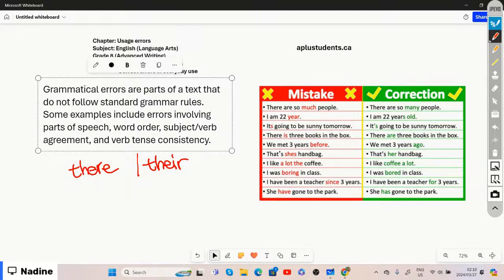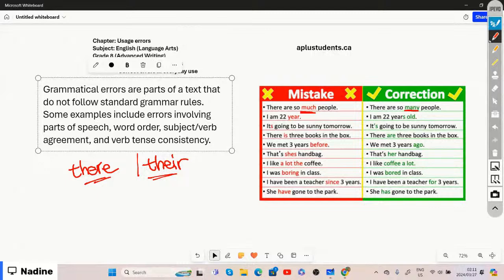right? So the mistake that one makes is where you say, for example, there are so much people. So there we have the word much, right? There are so much people. And the correct way that we need to actually write that sentence is saying there are so many people. So we don't say there's so much people. We need to say there are so many people. You see, so that is also the example that I made of there and they, right? Being able to differentiate between the two. It's the same like much and many.